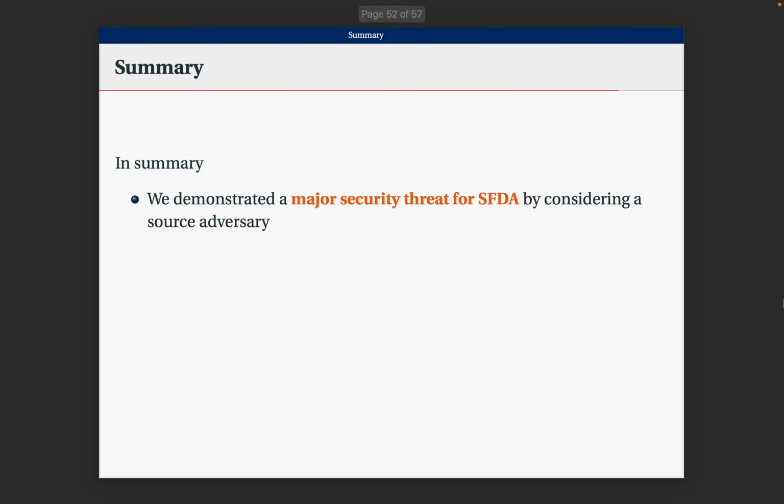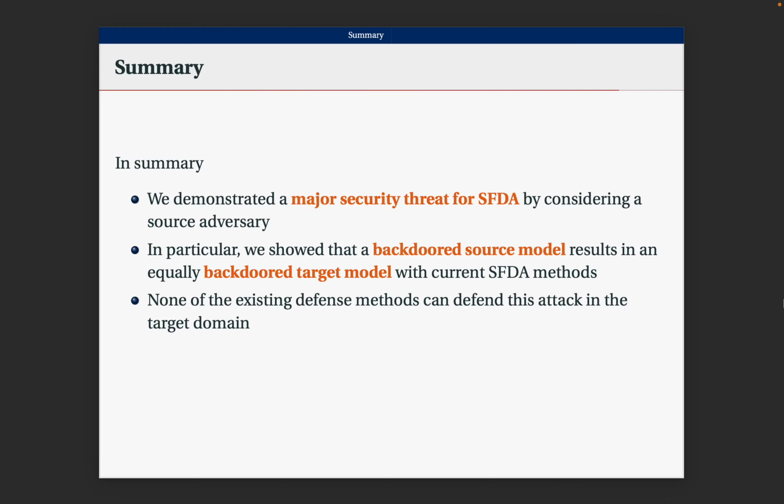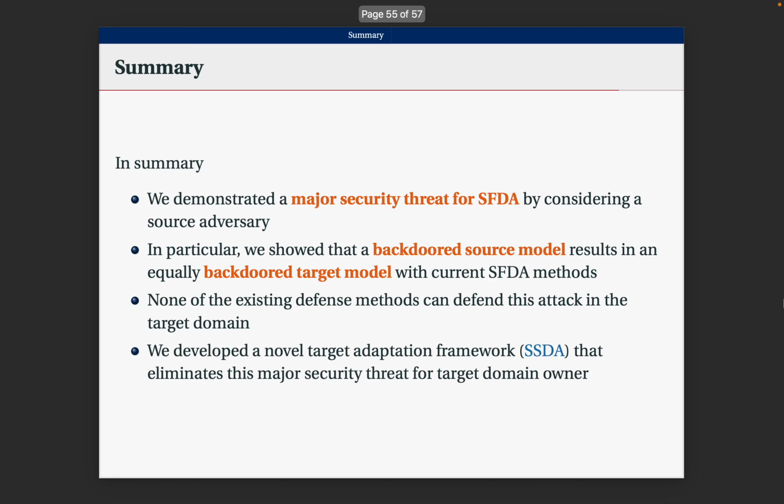In summary, we demonstrated a major security threat for SFDA by considering a source adversary. In particular, we showed that a backdoor source model results in an equally backdoored target model with current SFDA methods. And none of the existing defense methods can defend against this attack in the target domain. Thus, we developed a novel target adaptation framework, SSDA, that eliminates this major security threat for the target domain owner.